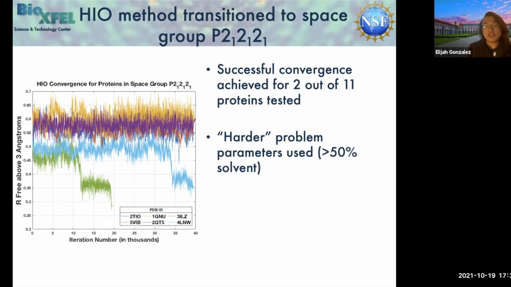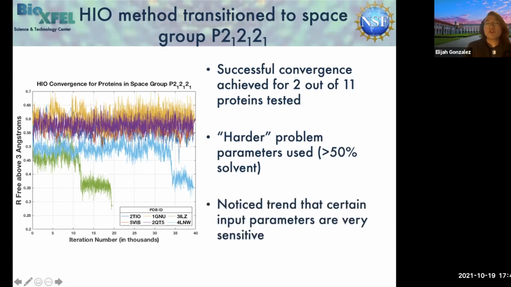And so we thought, if this is a low electron density solvent, maybe we can use a low solvent fraction as well, since we have good contrast. But that wasn't the case after all, or at least we didn't have conclusive results to show that it was. And one thing that we began noticing as we did this over many different proteins was that there are certain input parameters that are very, very sensitive.